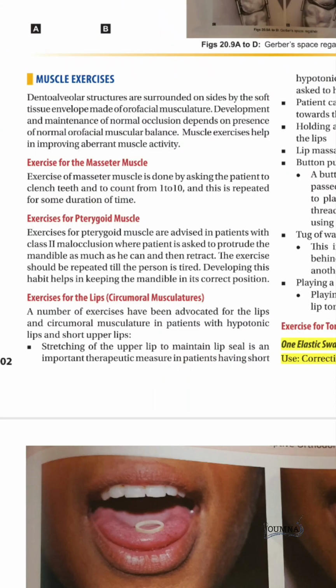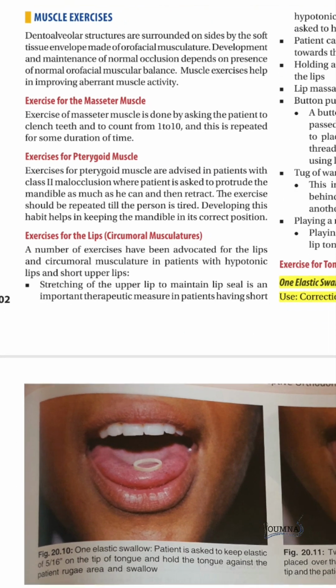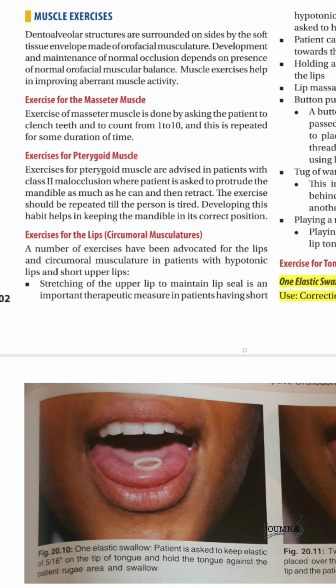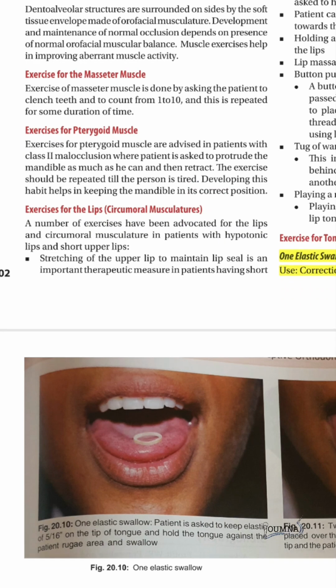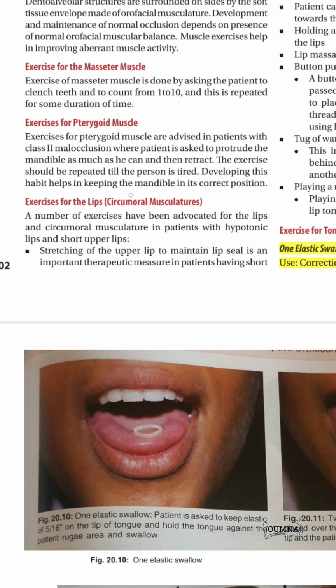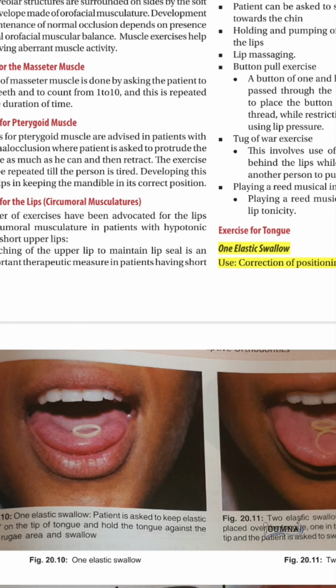Also, we can do what is called the muscle exercise. For the masseter, we can ask the patient to clench the teeth and count from 1 to 10 and repeat it again. For the pterygoid muscle, we can make the patient protrude the mandible, then retract it and repeat it until he gets tired, and this will make the mandible develop to its correct position.